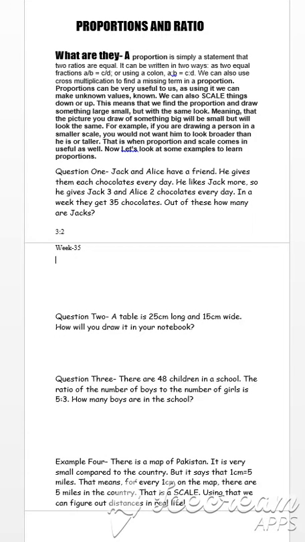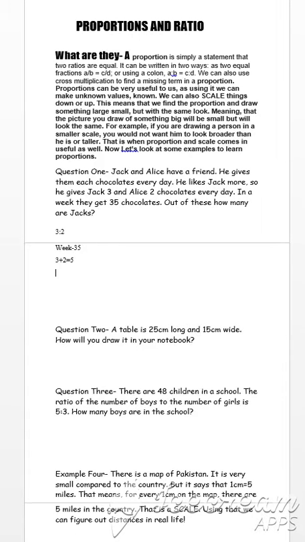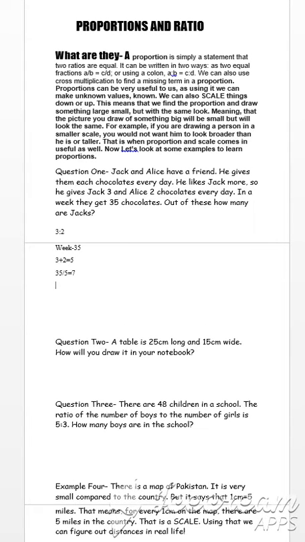This basically means to solve this, we can do 3 plus 2, which are both the quantities in the ratio, is equal to 5. And then we divide 35 by 5. That gives us 7. And now all we need to do is multiply 3 by 7 to find out Jack's, because Jack got 3 parts of it. So let's multiply 7 by 3. And that gives us 21. And we've gotten our answer.